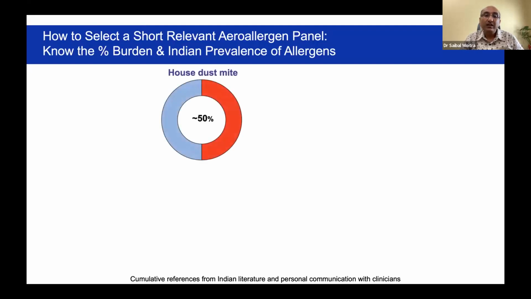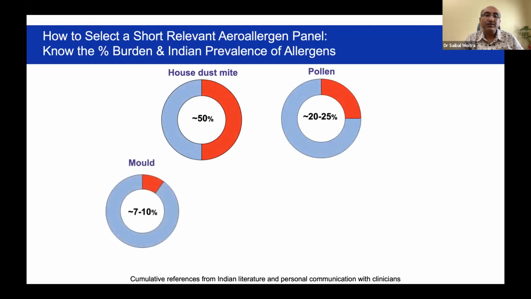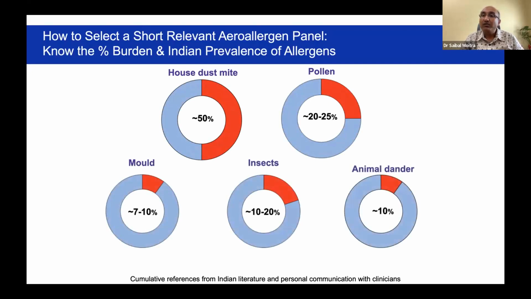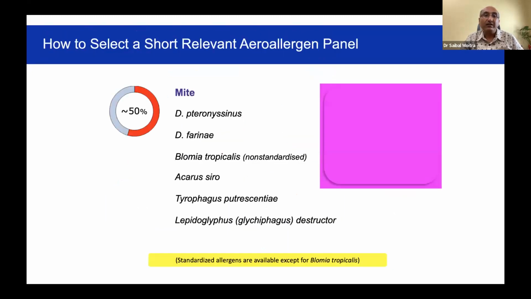So we know, from community reference on Indian literature and personal communications with the clinicians, that house dust mite is a major allergen, constituting 50% of the allergies in most patients. Pollen grains constitute 20 to 25%, molds 7 to 10%, insects 10 to 20%, and animal dander around 10%. So we need to have this in mind while we are planning a relevant allergen panel.